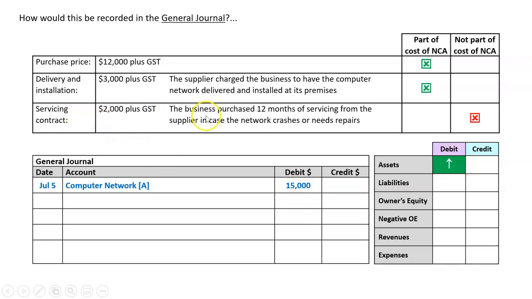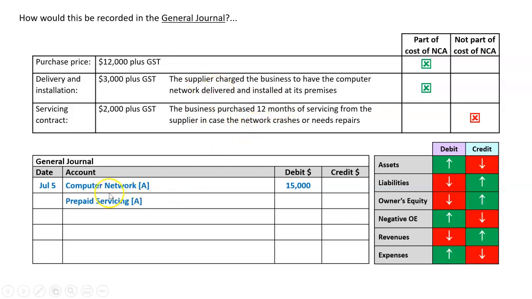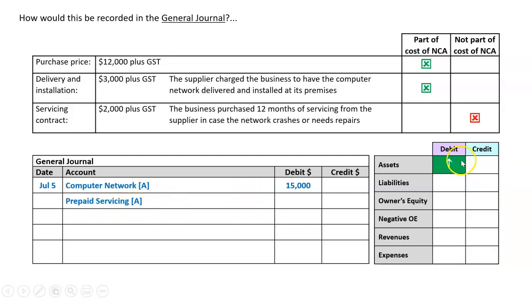The servicing contract was not part of the computer network, so it's got to be called something else. What would it be? Well, because it's been prepaid for 12 months, I'm going to say that is a prepaid expense, which we have learned earlier in the course is actually an asset. So prepaid servicing expense. And that asset is going up, and when an asset goes up, we're going to do a debit there.